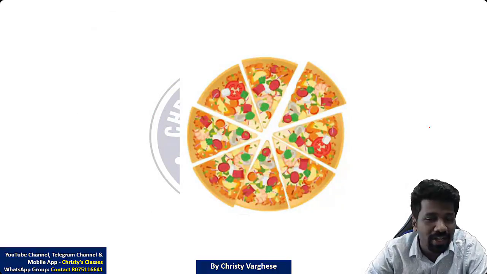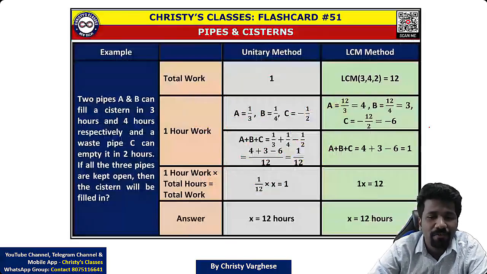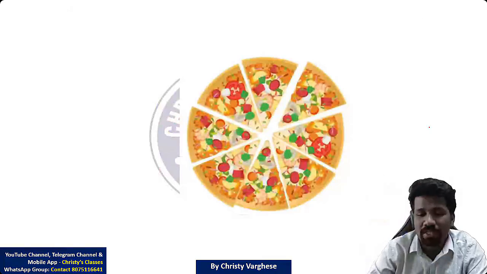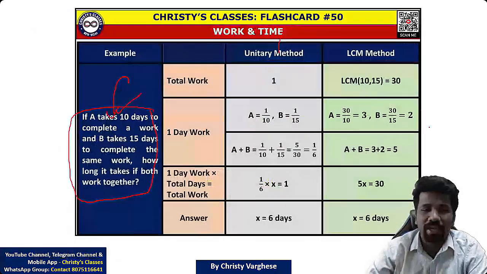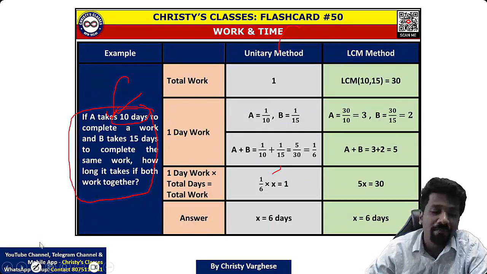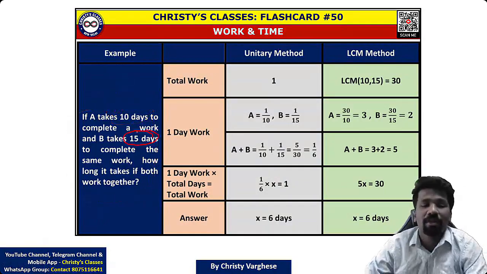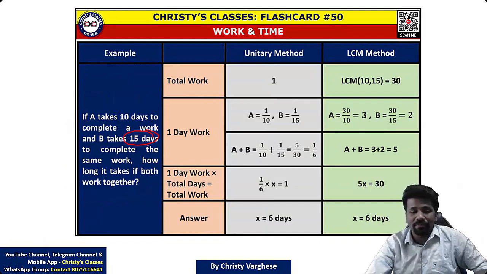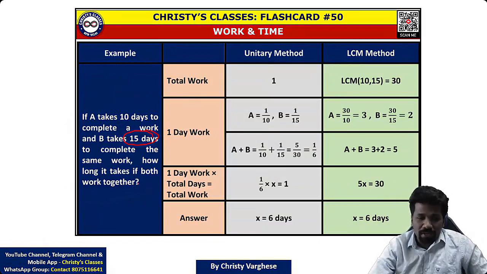So how many days will A take? A needs 10 days to completely eat this pizza. Same pizza, B takes 15 days to complete the work or completely eat the pizza. So how long will it take if both work together? That means if both eat together, in how many days can they finish the pizza? That way you can understand the question.